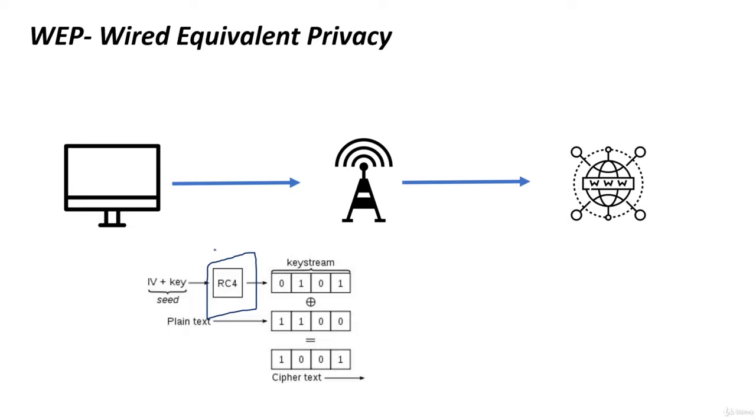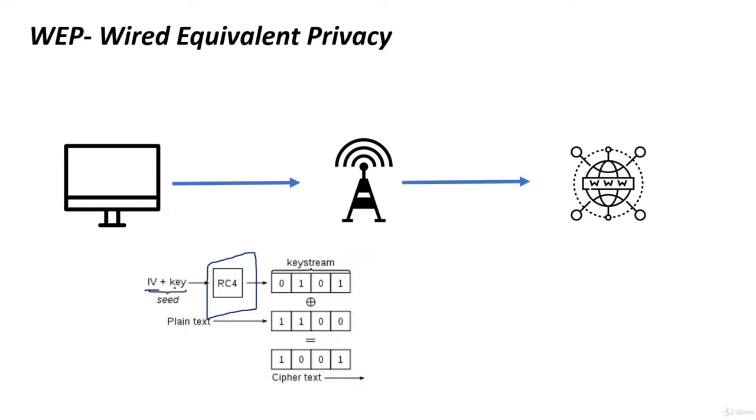Each packet that is sent into the air has a unique key stream. The unique key stream is generated using a 24-bit initialization vector, which as you can see here, is the 24-bit IV plus the key. An initialization vector is a random number that is sent in each packet in plain text form, which is not encrypted.